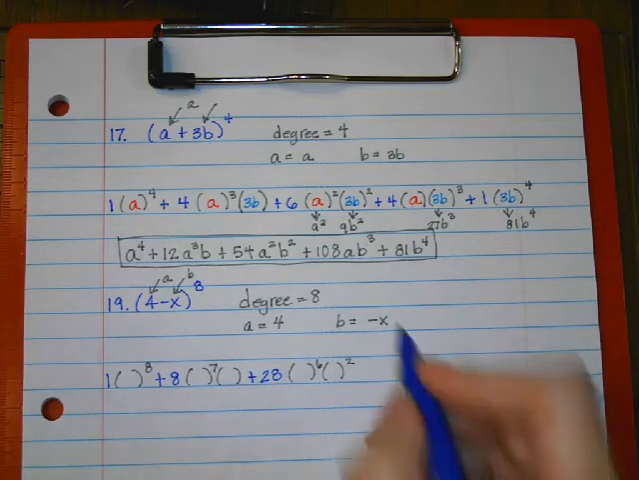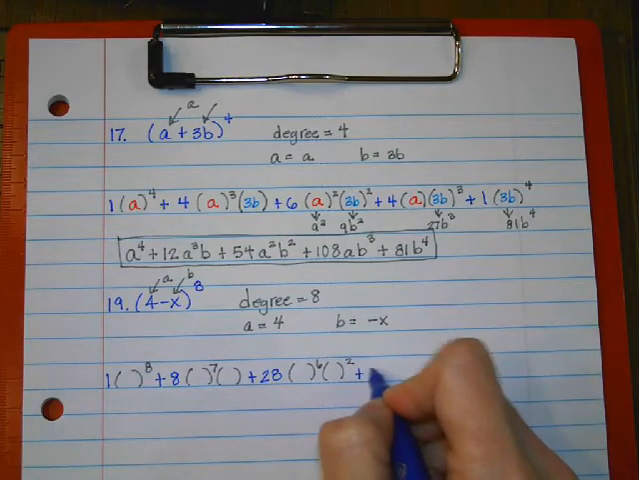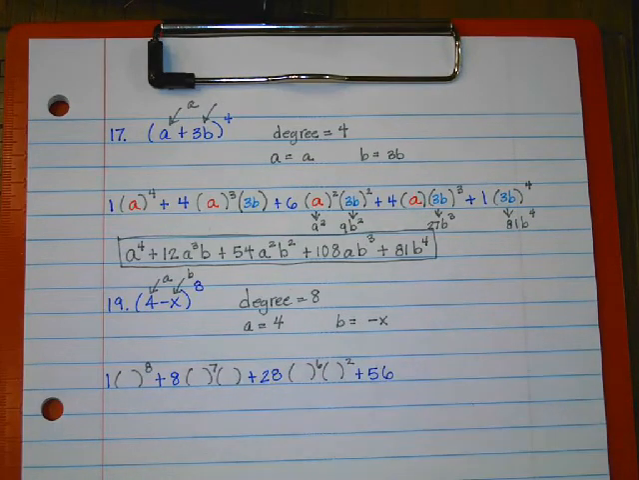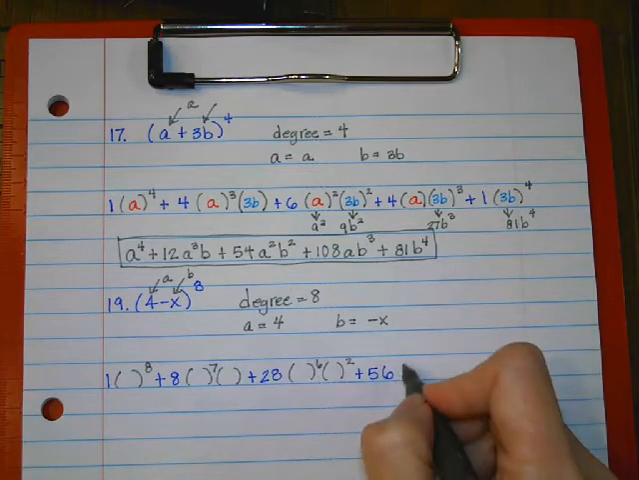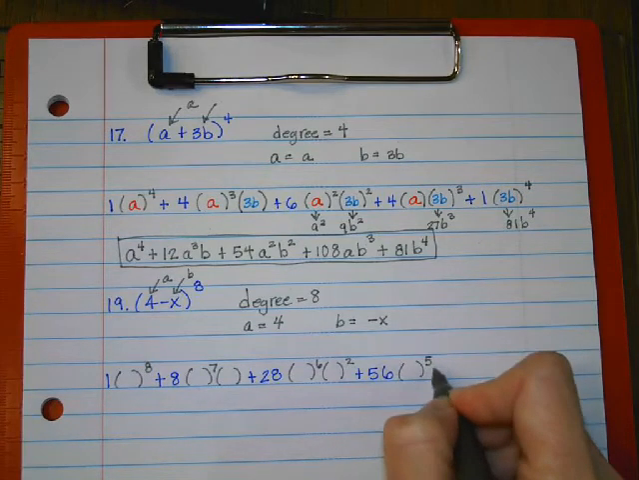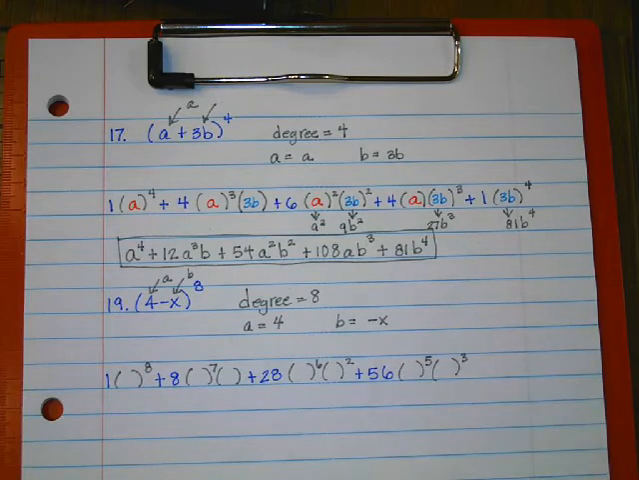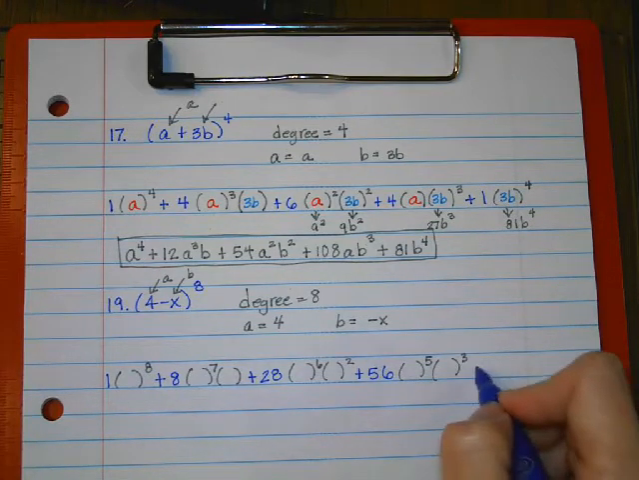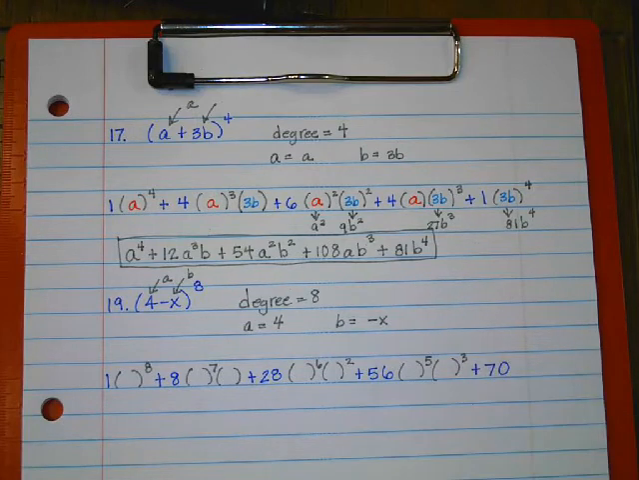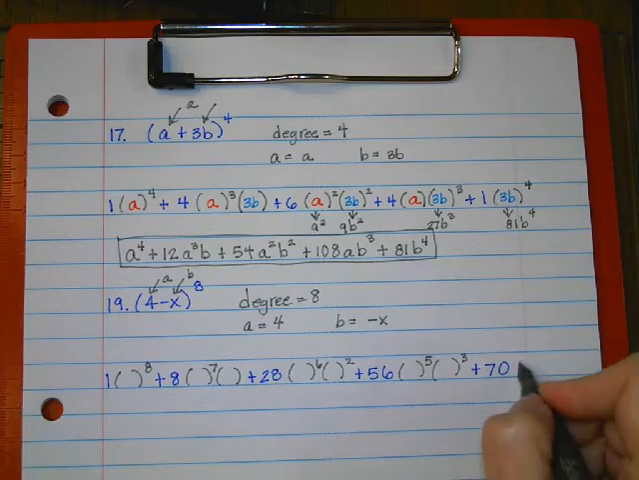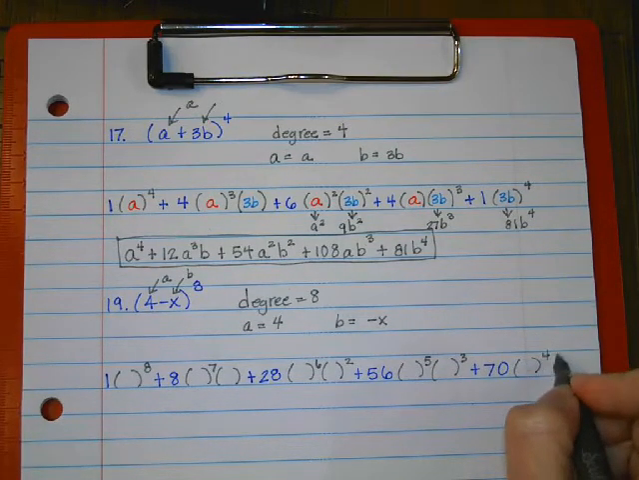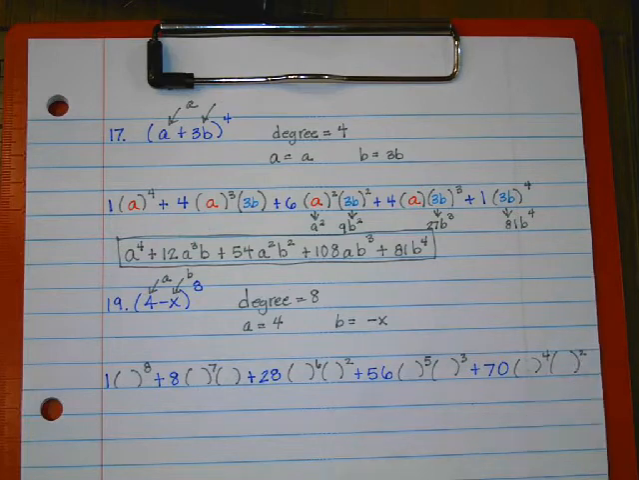Then our next coefficient is 56, and our A value goes down to the 5th power, while our B value comes up to the 3rd power. Then our next coefficient is 70, and our A value goes down to the 4th power, and our B value is going to come up to the 4th power.